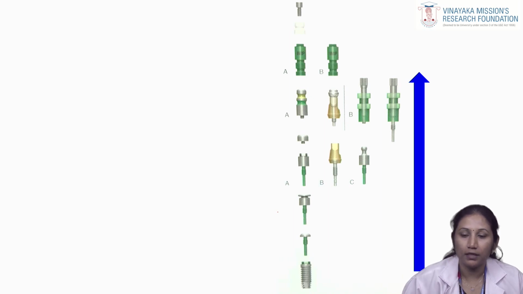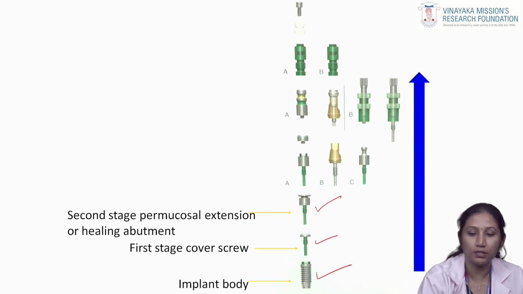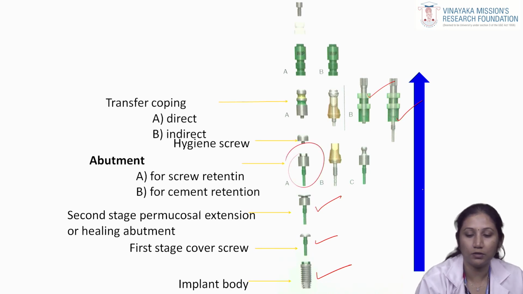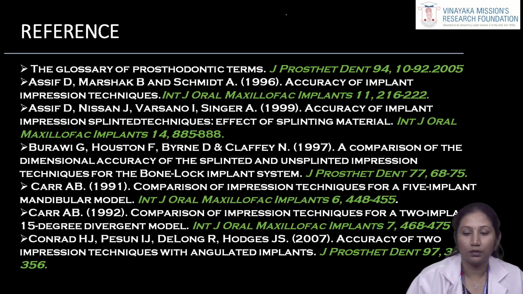So to summarize, here are the components which we have looked at: the implant body, the cover screw, the healing abutment, then comes the transfer coping. The transfer coping can be an open tray or a closed tray transfer coping, and this is the abutment. Abutment can be screw retained or cement retained, and here comes the implant analog, and here are the prosthetic screws. So these are my references.